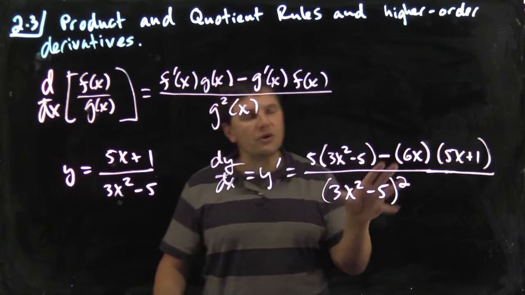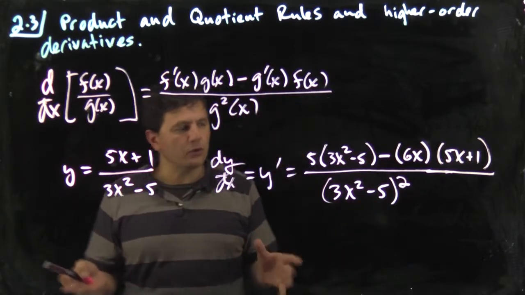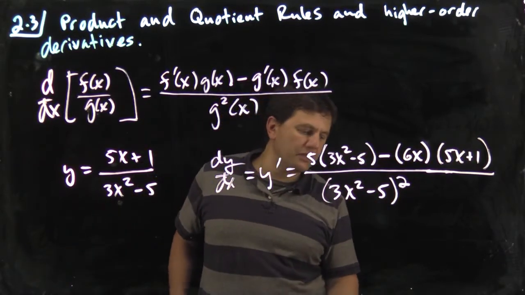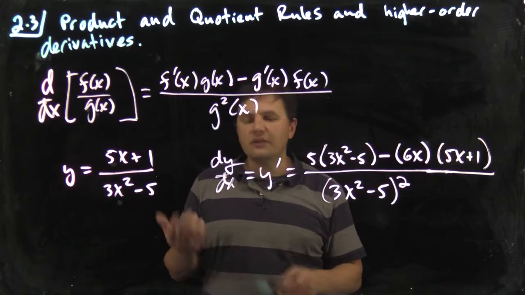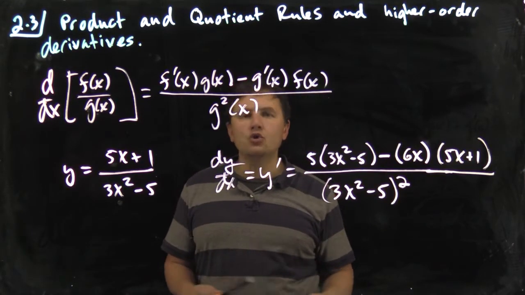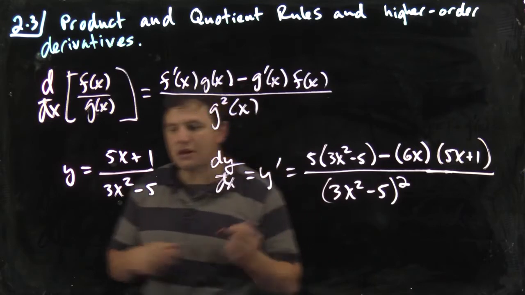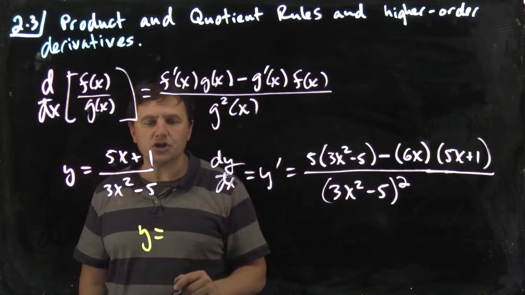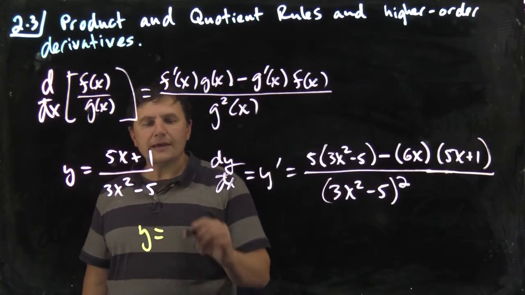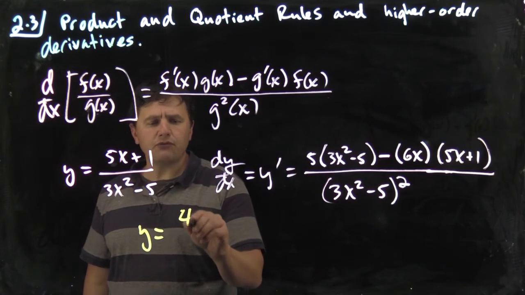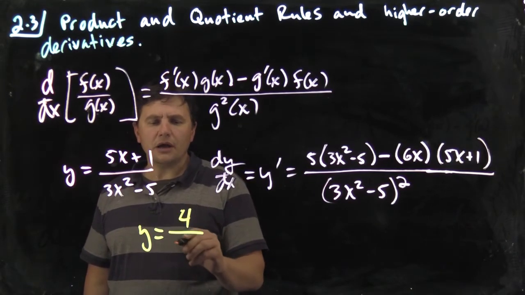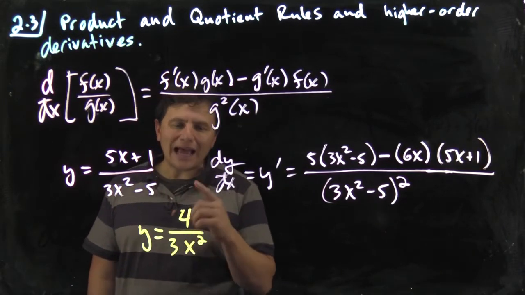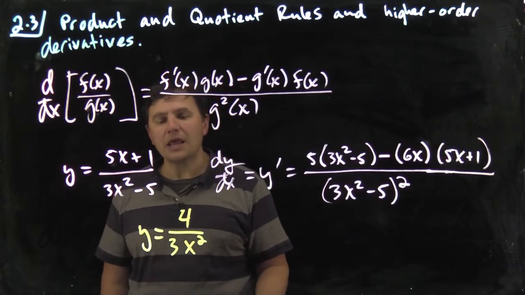All right, now the one thing I want to say about quotient rule is once people learn quotient rule, they can make things more difficult for themselves. Let me give you an example of a problem where you could use quotient rule, but it's much easier not to. For instance, let's say I gave you the function y equals 4 over 3x squared. I could use quotient rule for that.